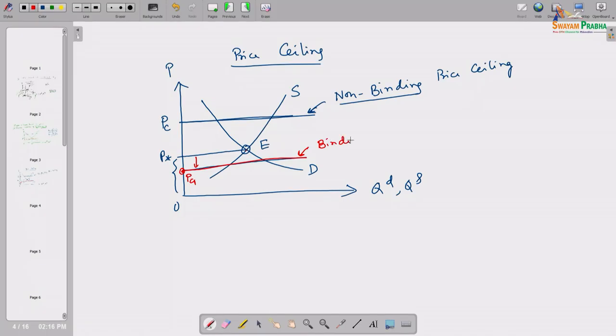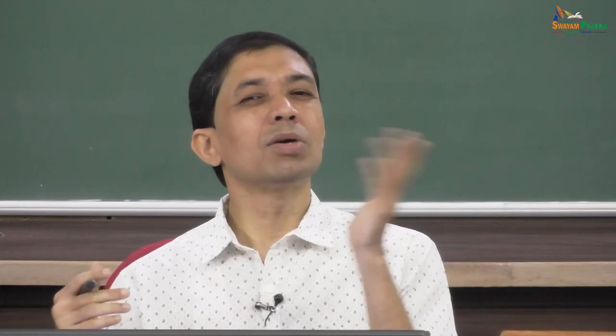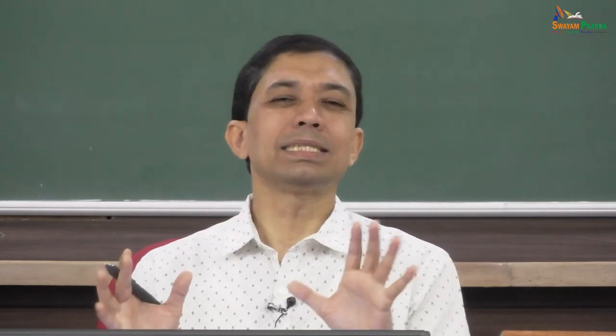First, this kind of price ceiling is called a binding price ceiling. Binding in which sense? This ceiling has an implication over the equilibrium. Without the ceiling, the equilibrium will be something, with the ceiling, the equilibrium will be something else. In that sense, it is binding. So, when this kind of binding price ceiling is imposed on a market, what is the target?